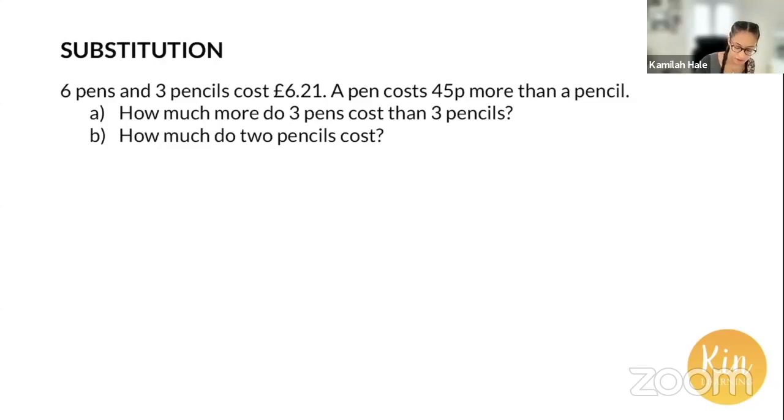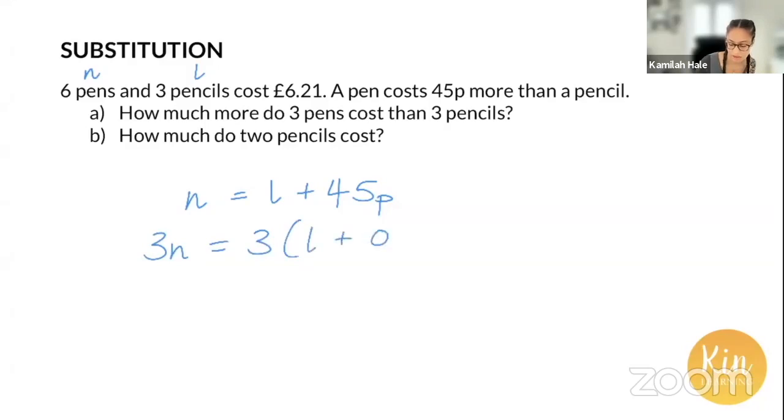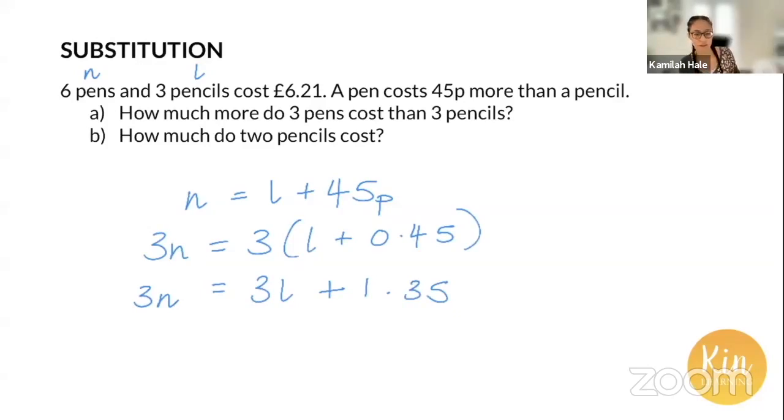All right. You can write, if I'm going to do N for pens and L for pencils, N equals a pencil plus 45p. So 3N equals 3 times that. So I'll put the 45 pence in pounds. It's a little clearer. So now 3N equals 3L plus £1.35, if memory serves me correctly. Yeah. Okay. So we've answered part A.